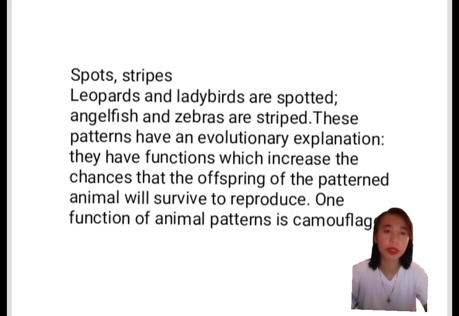Spots, stripes, dots. Leopards and ladybirds are spotted. Angelfish and zebras are striped. These patterns have an evolutionary explanation. They have functions which increase the chance that the offspring of the patterned animal will survive to reproduce. One function of animal patterns is camouflage.